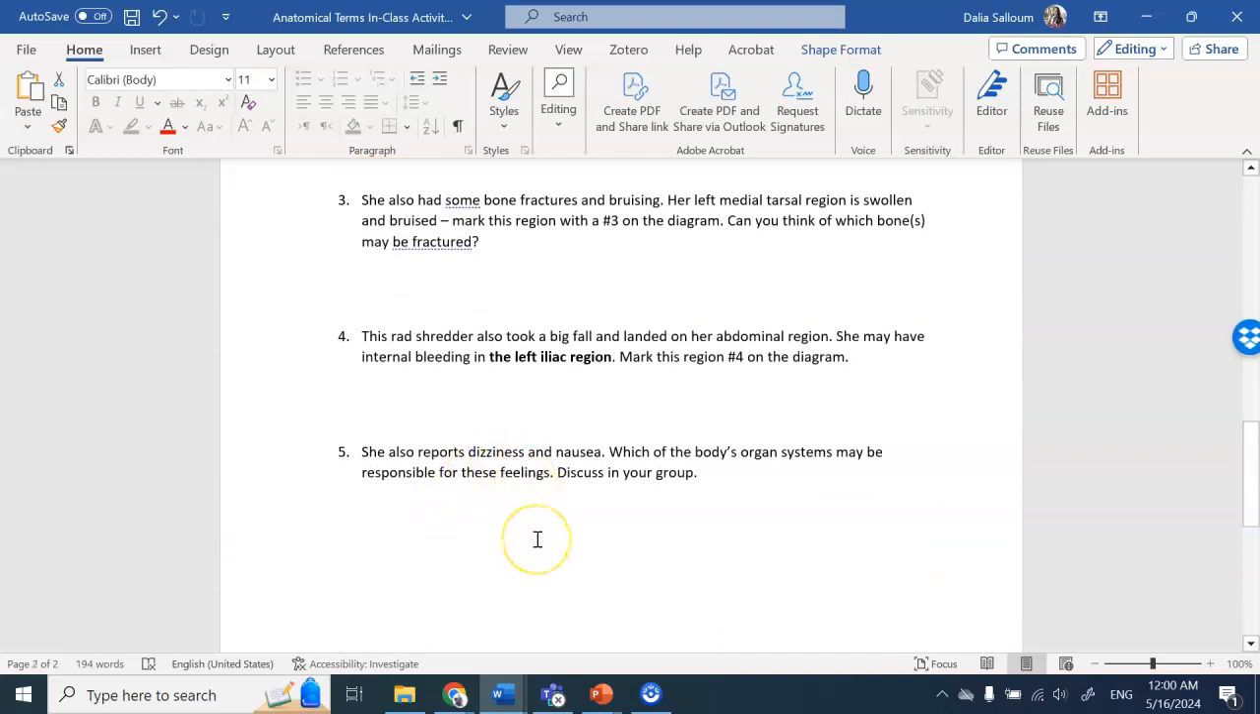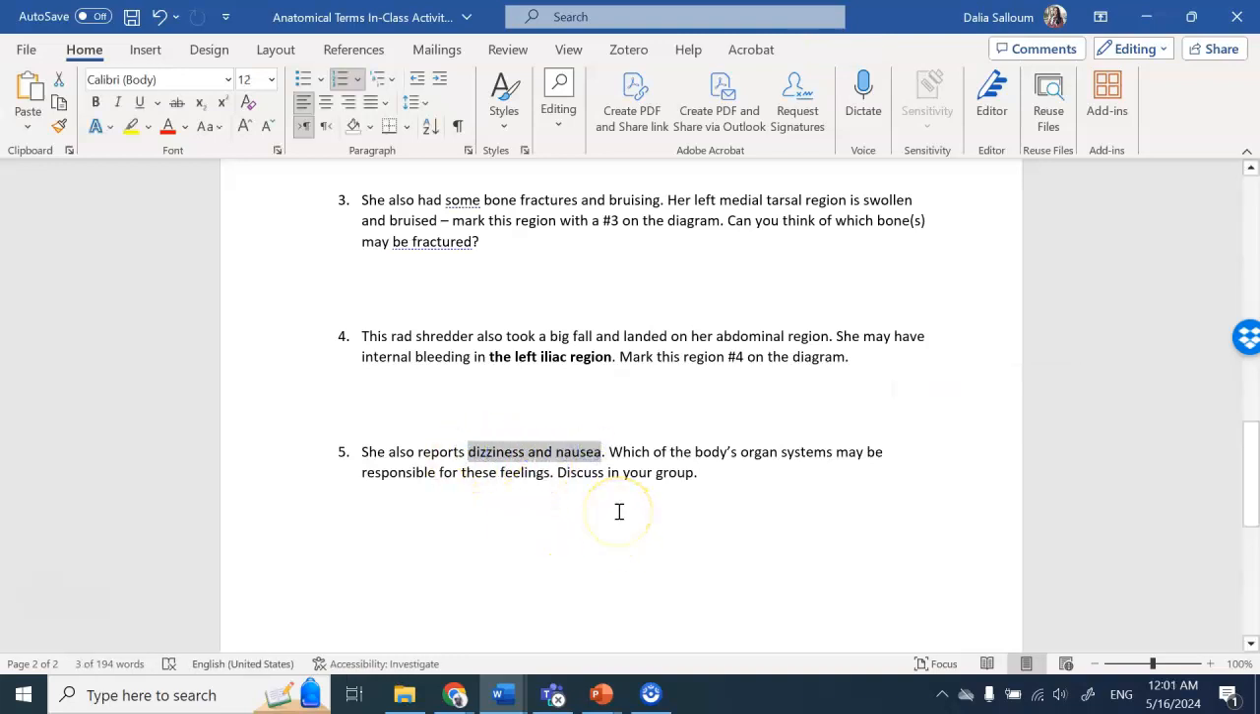And then last one is she also reports dizziness and nausea. Which of the body's organ systems may be responsible for these feelings? Discuss in your group. There are 2 things here. We're actually figuring out which body system could be controlling a dizziness and nausea response. And the second part of the question is just naming a body system. We go through various body systems this semester, like the cardiovascular system, the nervous system, the urinary system, the musculoskeletal system. These are all body organ systems. Which ones would be responsible for dizziness and nausea?